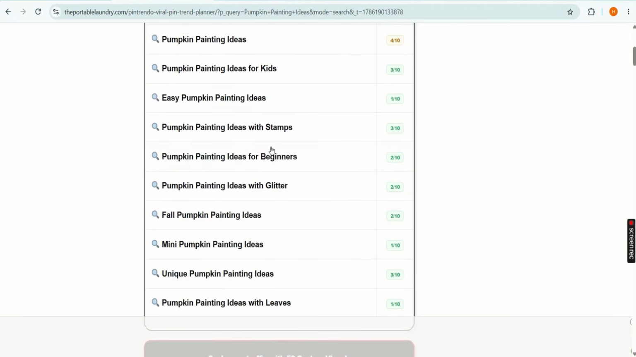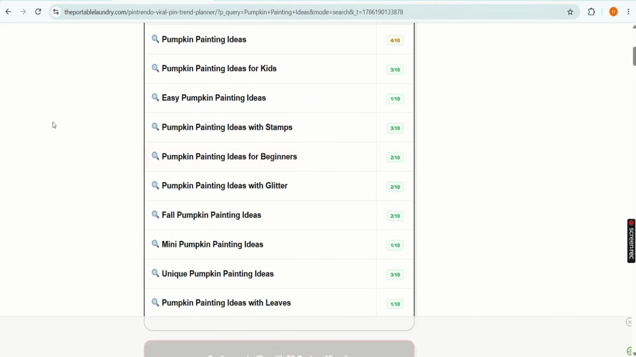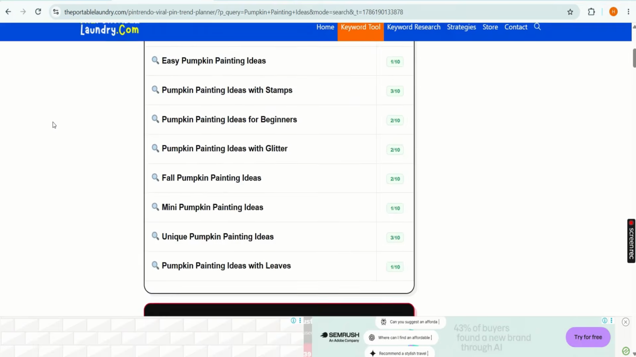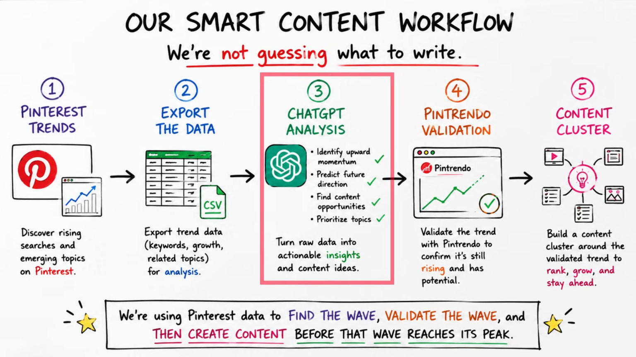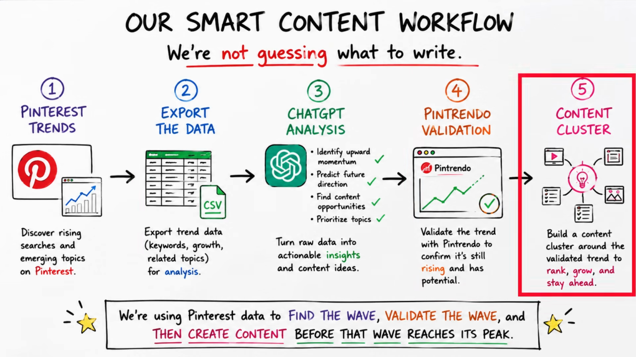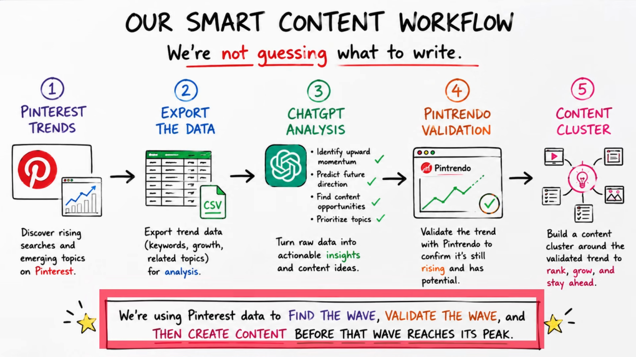And when I see that query has demand and related opportunities around it, now I know I can potentially build not just one article, but an entire cluster around that topic. That's the workflow I want you to remember, guys. Pinterest trends, export the data, ChatGPT analysis, Pintrendo validation, content cluster. We are not guessing what to write, guys. We are using Pinterest data to find the wave, validate the wave, and then create content before that wave reaches its peak.